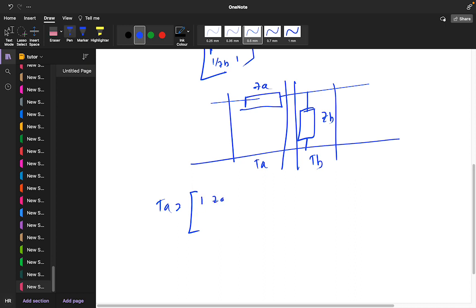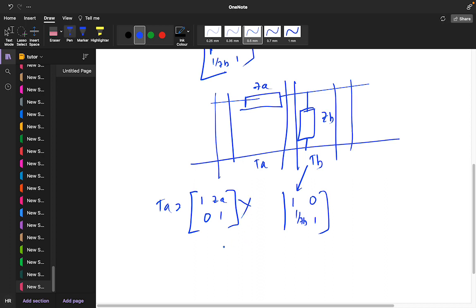1 ZA 0 1. 0 1. Yeah, and what is the transmission line of B we got? 1 0 1. 1 0 1 by ZB. Okay. 1 by ZB 1. Yeah. So what will be the overall transmission line?